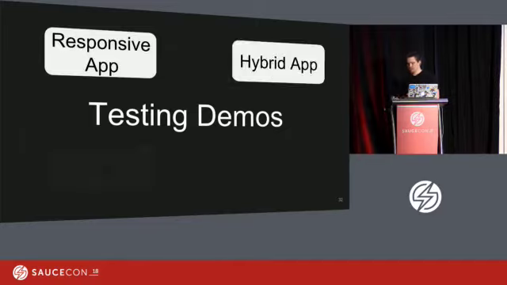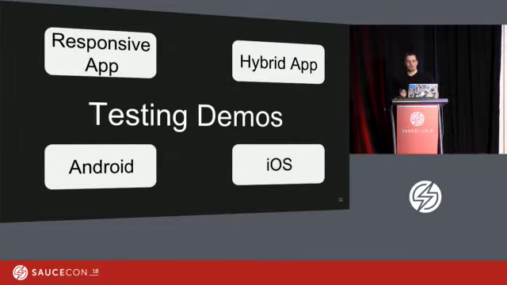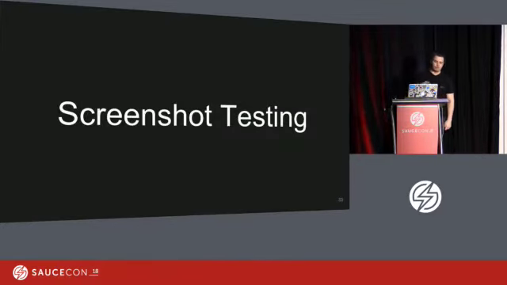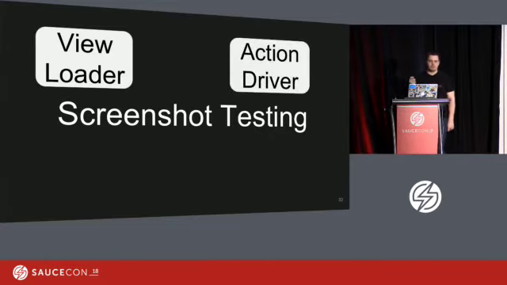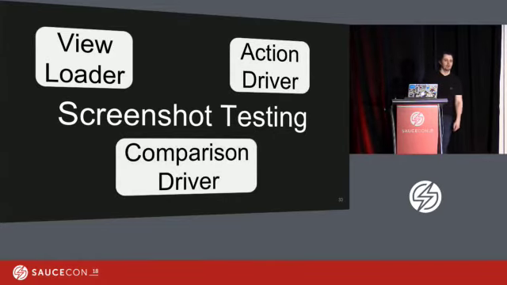So again, in our testing demos, we're actually going to cover all four platforms here. Screenshot testing. As we've shown in the previous slides, screenshots are important. Just relying on DOM and CSS is not enough. All screenshot testing has three main pieces: the view loader, action driver, and comparison driver. The view loader allows us to render the component and take a screenshot of it. The action driver triggers the click and send text events, and comparison compares snapshots that have been taken.